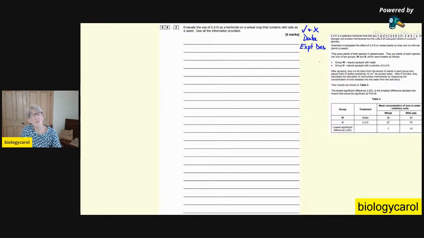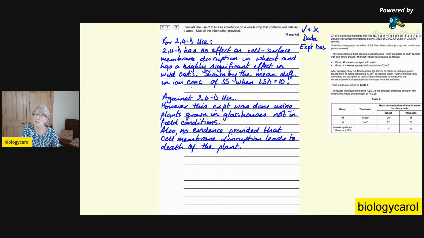But once I've run out of things to say about the data, I want to then start critiquing the experimental description. And that's what these notes are, to kind of keep me on track. I'm also going to use little subheadings to also keep me on track. So, reasons for 2,4-D use. For 2,4-D use, that's confusing.